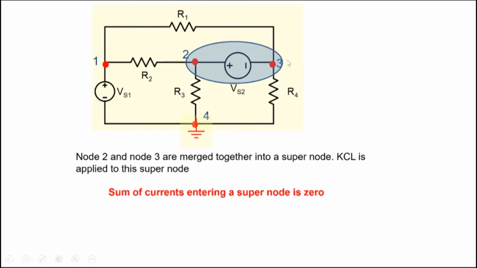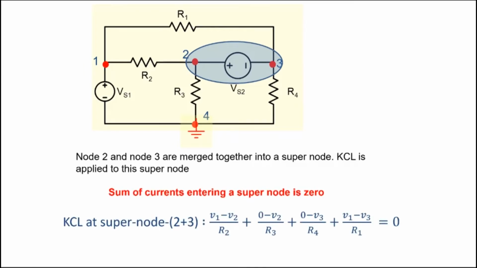Again, the sum of currents entering a super node is 0. Current coming from the left is V1 minus V2 by R2. Current coming from the bottom is 0 minus V2 by R3. Current coming from the bottom to this side is 0 minus V3 by R4. And current coming from the top is V1 minus V3 by R1. When you combine them together, this is the equation that we get.